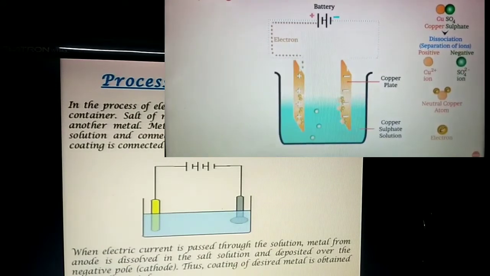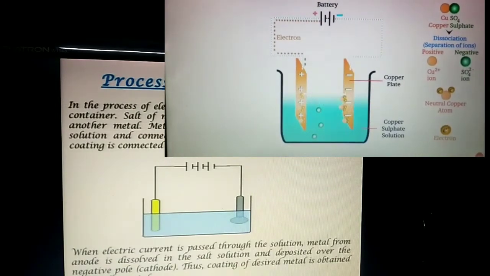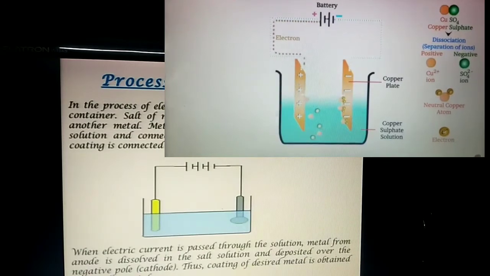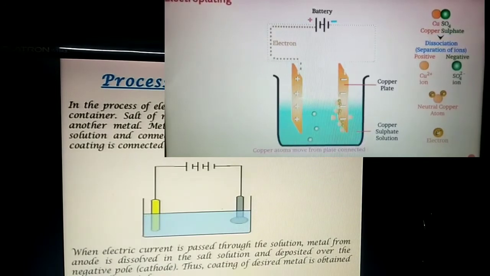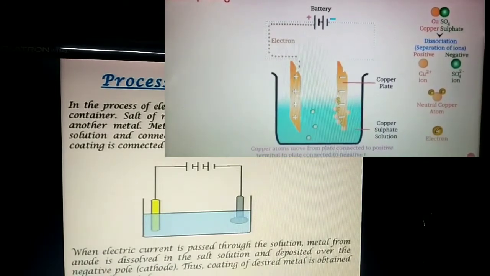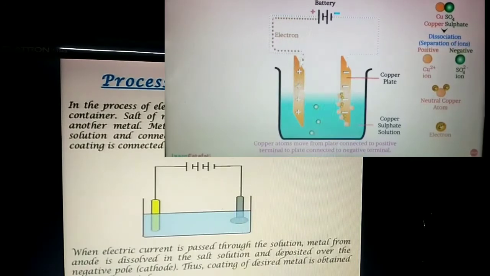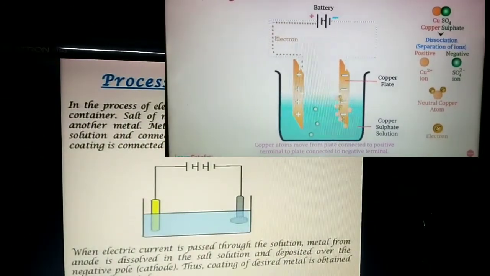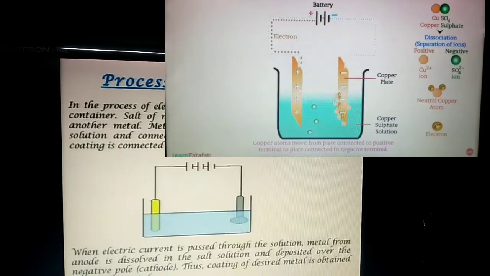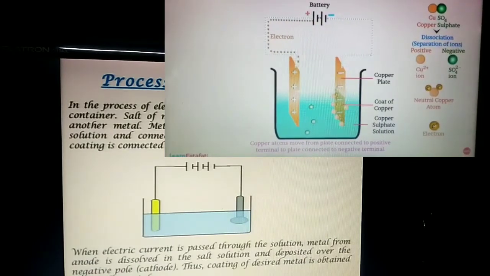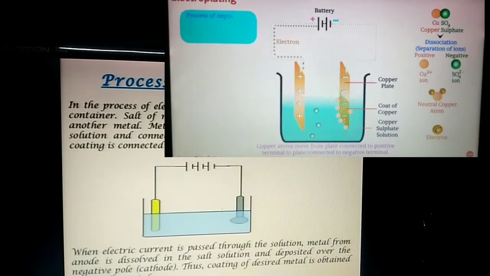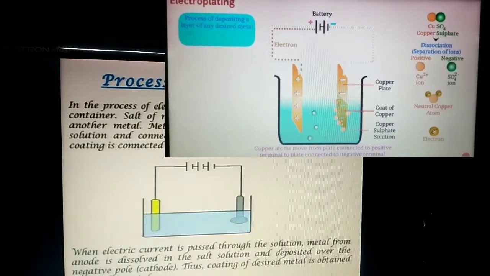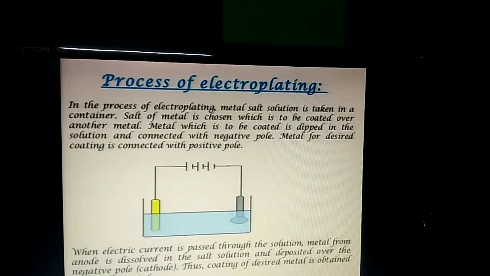The thickness of the plating on the articles to be electroplated depends upon the strength of the current passing through the circuit, the concentration of the metal ion in the solution, and the duration of time the article has been in the solution.